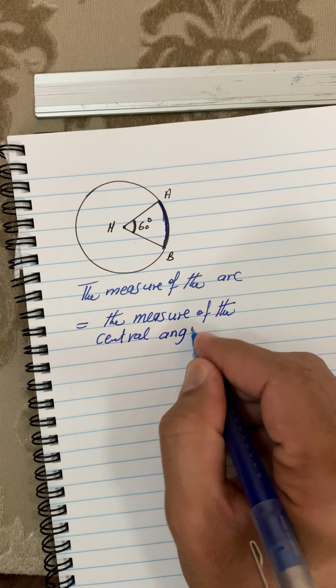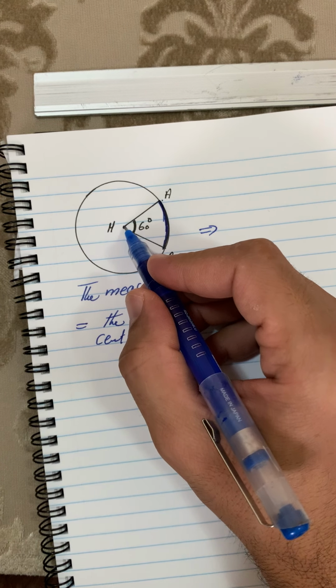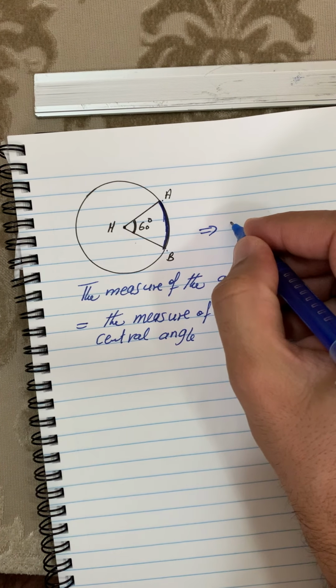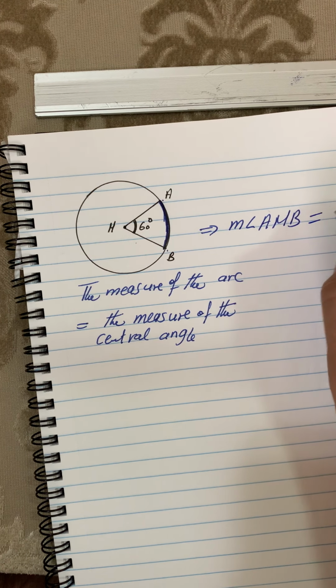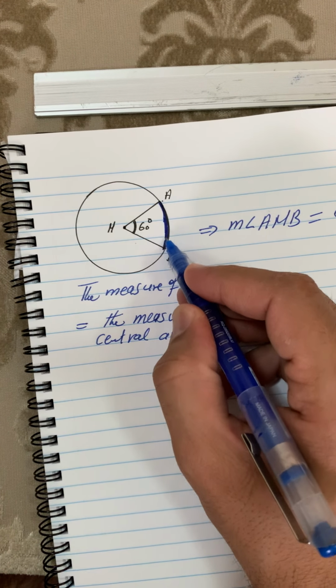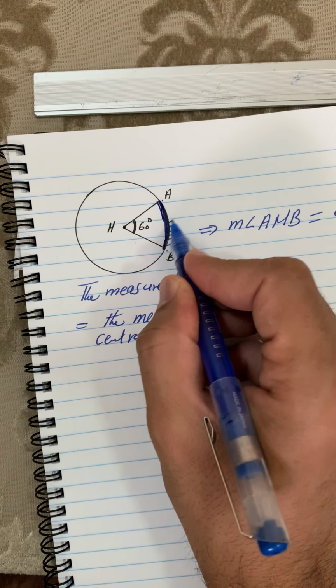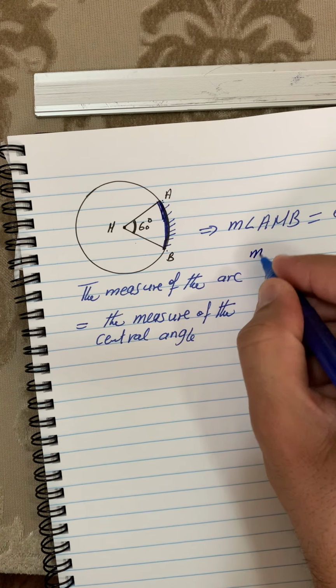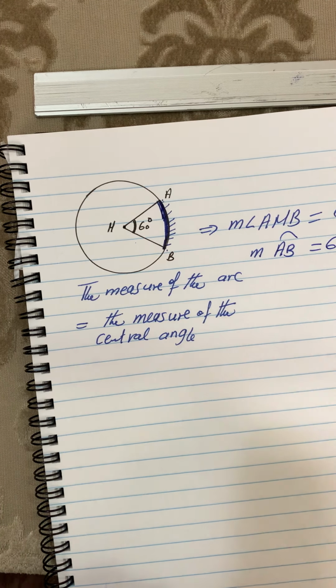So I'm saying here, if the measure of angle AMB equals 60 degrees, which is a central angle, then the measure of the opposite arc, which is arc AB, this arc, also equals 60 degrees. So the measure of the arc equals the measure of the central angle.